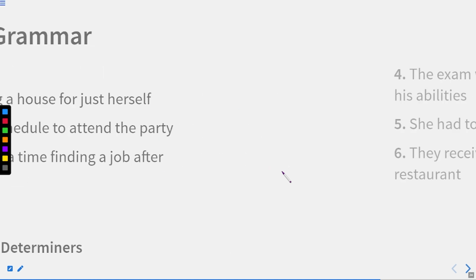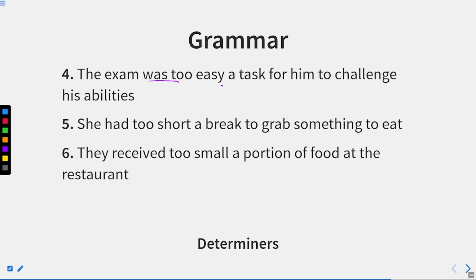Now let us move further. The exam was too easy a task for him to challenge his abilities. She had too short a break to grab something to eat. They received too small a portion. Portion is a noun, a is the indefinite article, small is an adjective, and we are using too before it. They received too small a portion of food at the restaurant. Now let us move to the next one.